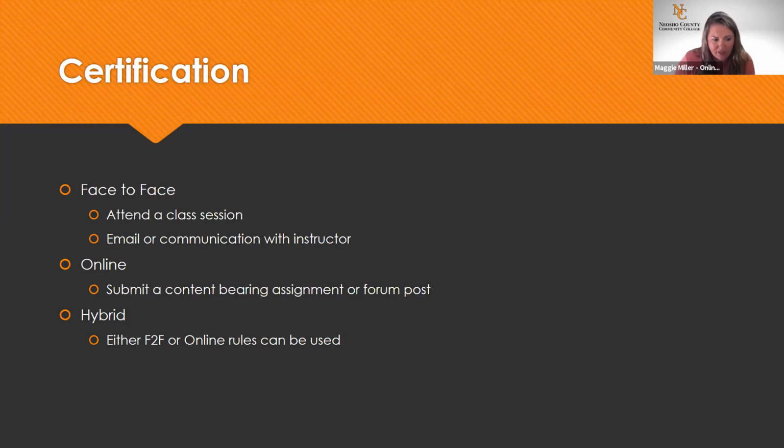Hybrid, you can do either or. So they can either attend a class or they could submit an assignment, and then they will be certed in or certed out. Most importantly, we just need to make sure that we are following these steps so we're not missing any students. We're not just going through and certing everyone. We need to check that everyone is meeting at least one or the other on hybrid, and meeting the face-to-face or the online option.